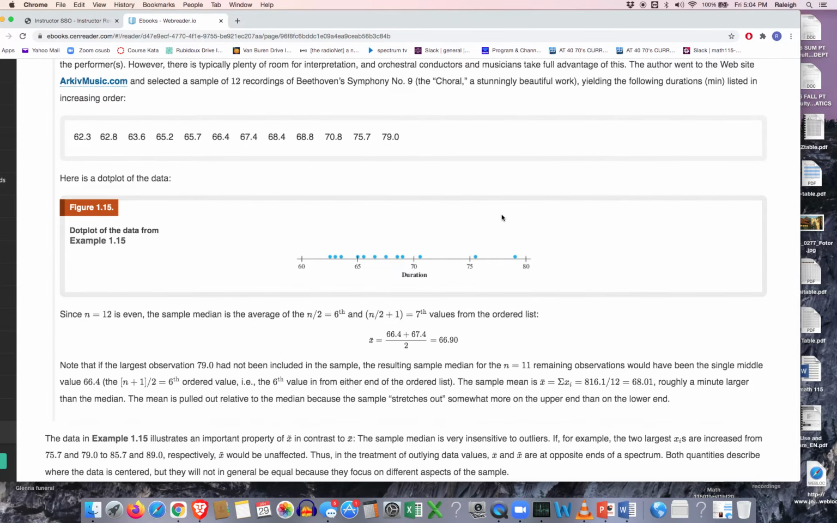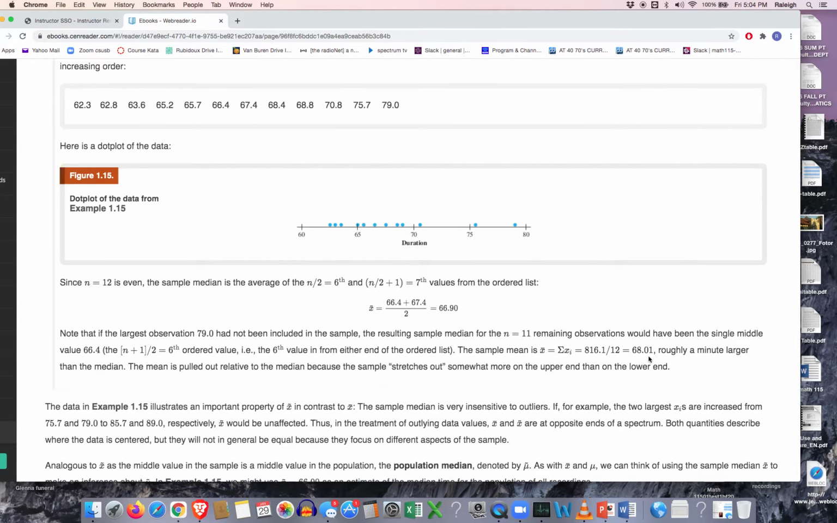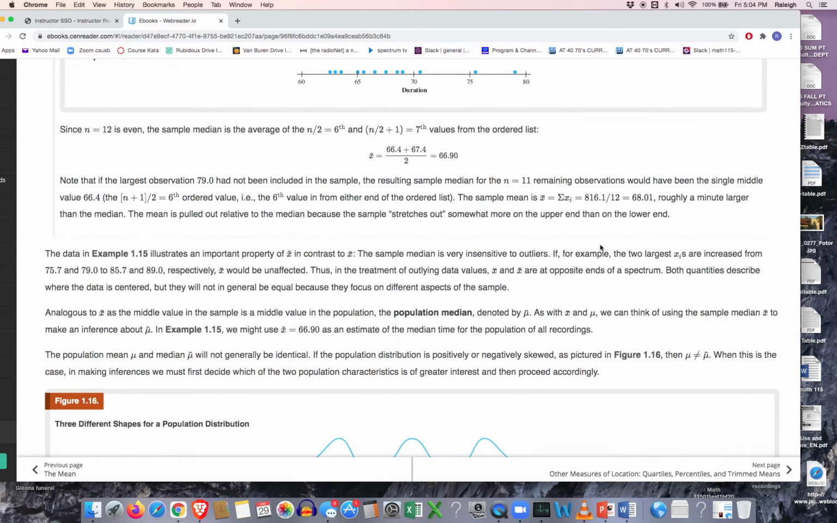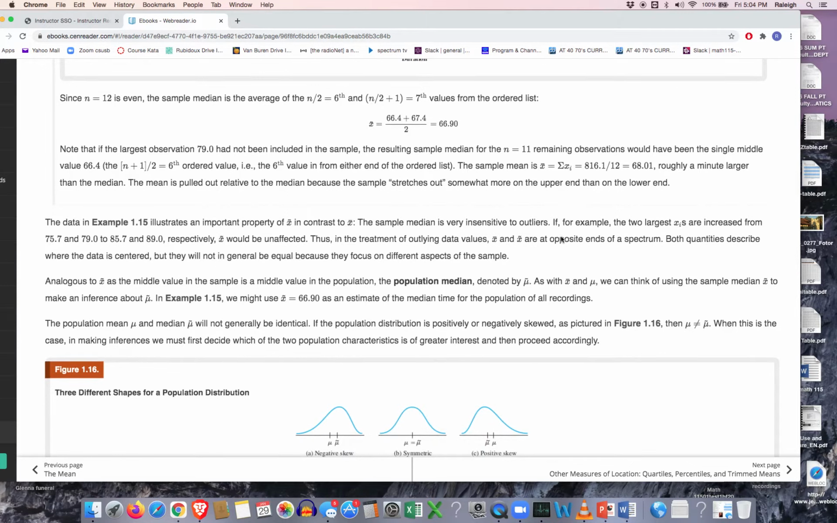So anyway, a lot of them tend towards the middle, but the median could be compared to the mean, and I think they did that. The mean was 68.0. So it's off by about a minute or so, and these are in terms of minutes, how long it took to play that particular symphony, I guess. And so they're pretty close, but there are comments we can make if the median and the mean become different, far apart from each other. And they have some stuff that you can skim through here, of course.